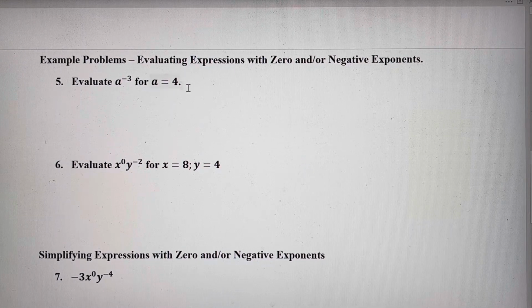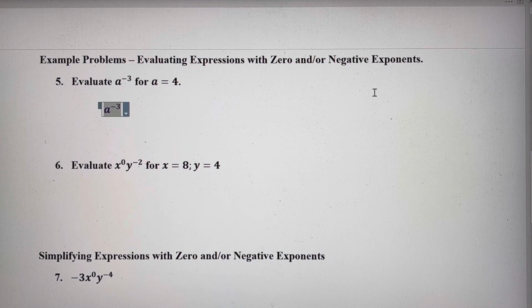Okay, we're evaluating expressions. So I'm going to use variable expressions, but given a value for that variable. All right, so we've got a to the -3. We want to evaluate that when a equals 4. So I'm going to use the substitution property. I'm going to replace a with 4.